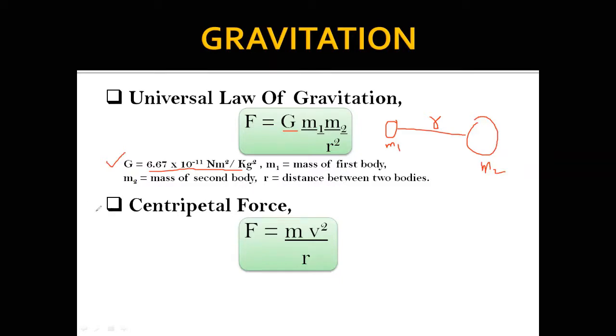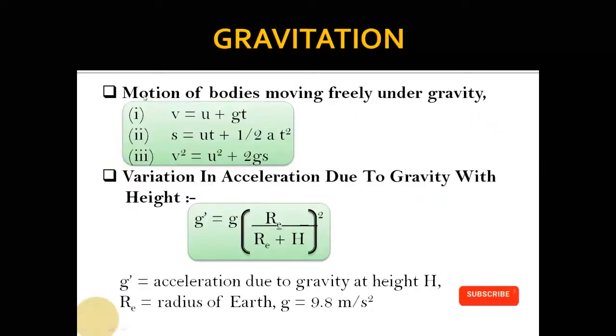Okay, the second formula here is centripetal force. Centripetal force is equal to mv square by r. Okay, r is the radius, the distance from the center, meaning the radius of the circle. m is the mass of the body and v is the velocity of that body. So to find out the centripetal force, we will use this formula, F is equal to mv square by r.